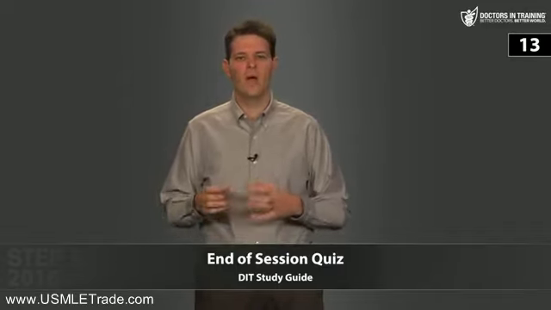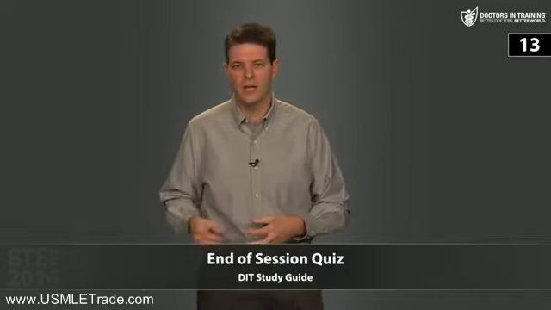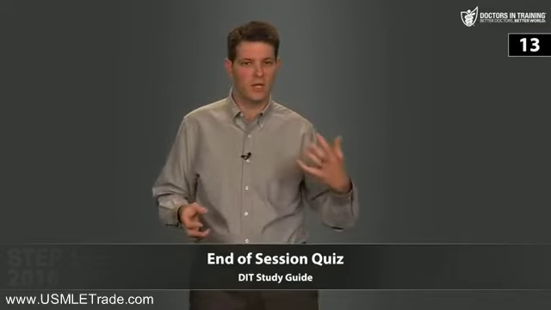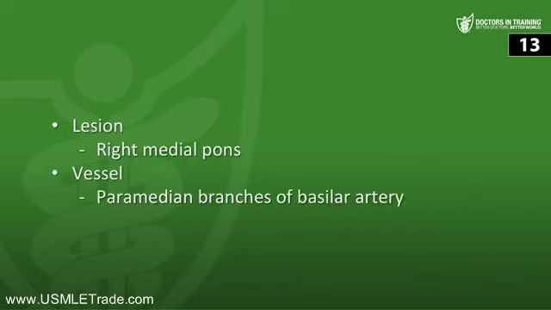Well, this patient has a right cranial nerve 6 palsy, an involvement of the right corticospinal tract and the right medial lemniscus, causing those symptoms on the left arm and leg. So this is a lesion of the right medial pons. And the vessels that supply this area are the paramedian branches of the basilar artery.